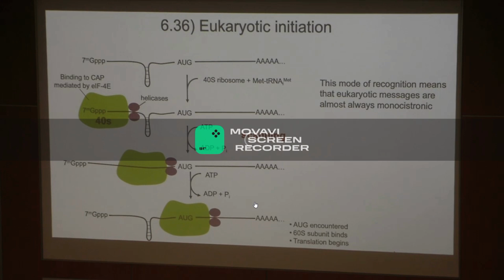We can have polycistronic messenger RNAs, but in eukaryotes, we cannot have, for the most part, polycistronic messenger RNAs. And that's because the way the ribosome finds the AUG is just by binding to the 5' end, and then it always initiates translation at the first AUG it encounters as it scans down the messenger RNA in the 5' to 3' direction.